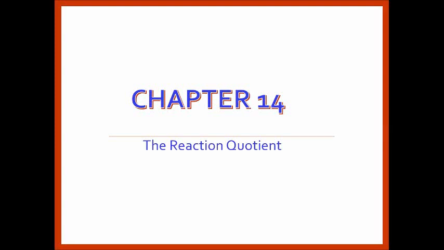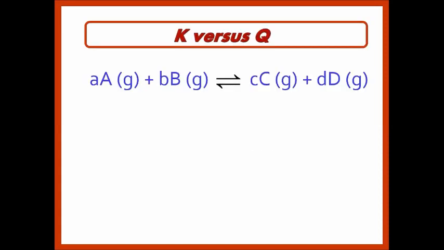Hey guys, so in this video we're going to discuss a way to express the ratio of reactant and product in a reaction mixture at any point during the course of a reaction. Consider a general chemical reaction where reactants A and B form products C and D with their respective coefficients.